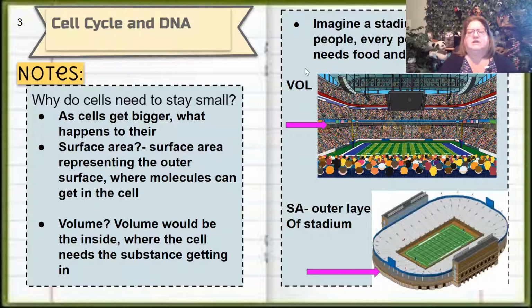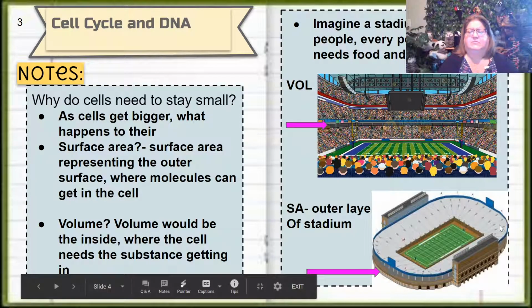So just like the inside of a stadium, you have a lot of people crammed on the inside. Imagine a stadium full of people, well, that would be the volume. But the outer layer of the stadium, the wall of the stadium, would be the surface area.